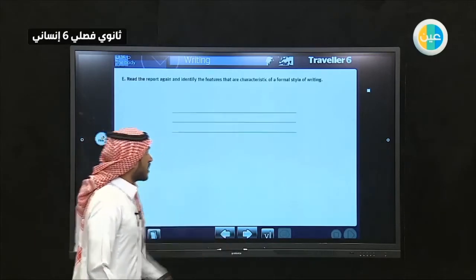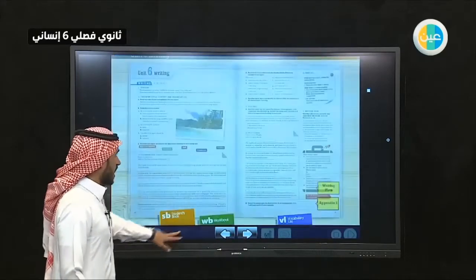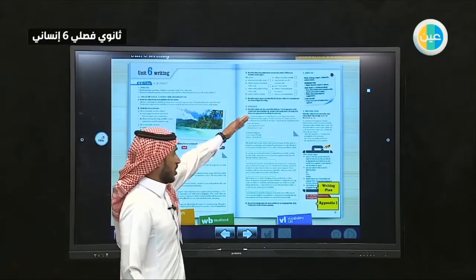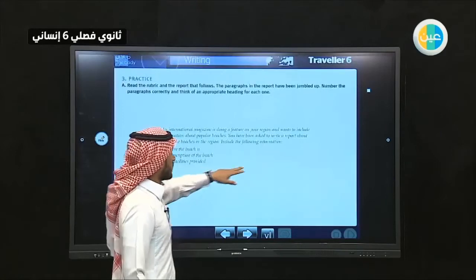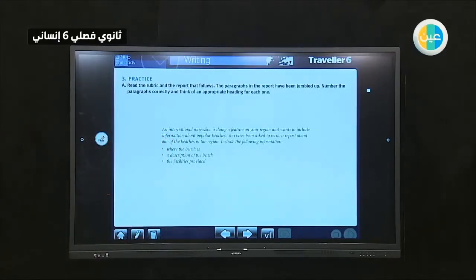After that, let's go to another report. We have this report with us. We will practice what we have just learned. Read the rubric and the report that follows. And the paragraphs in the report have been jumbled up. Number the paragraphs correctly and think of an appropriate heading for each one.